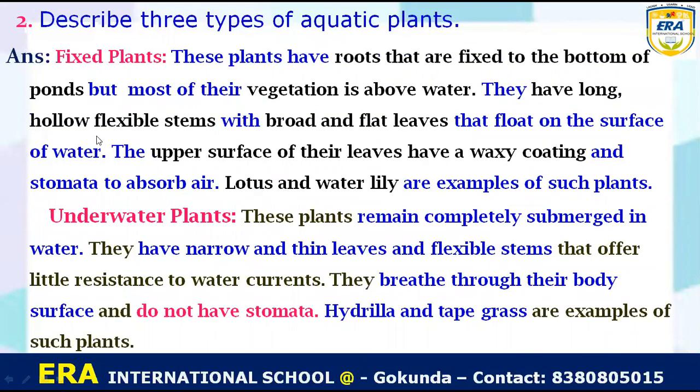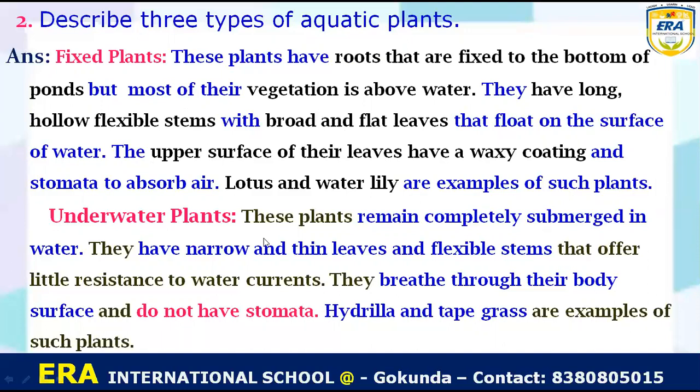The second type of plant in the aquatic category is the fixed plant. These plants have roots that are fixed to the bottom of the pond or water, but most of their vegetation, meaning parts such as stem, leaves, and flower, is above the water. They have long, hollow and flexible stems with broad and flat leaves that float on the surface of the water. The upper surface of their leaves has a waxy coating and stomata to absorb the air. Lotus and water lily are examples of such fixed plants.